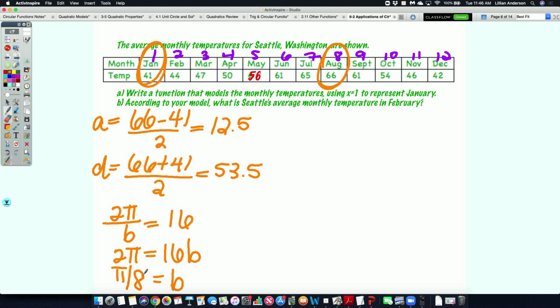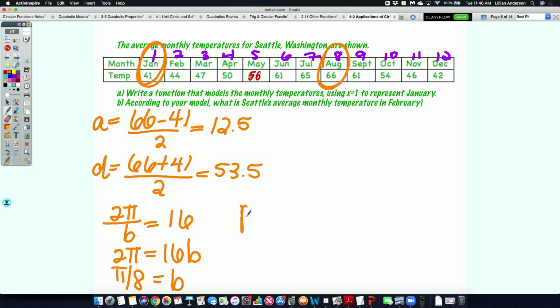What is my phase shift? How long does it take for me to reach that maximum temperature? What month does it reach the maximum temperature? August. August corresponds to what number? 8. So my phase shift is 8. And if I write it the way I wrote the last one, I'm done.